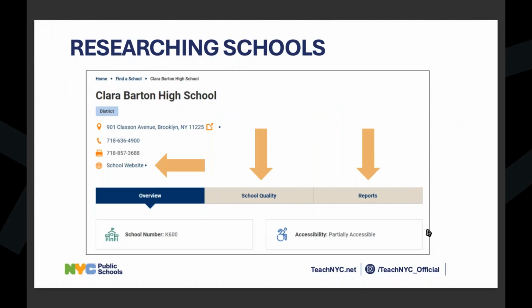If you click on an individual school's name, it will take you to a page that contains a wealth of information about that school. You can click on the school website to go directly to that school specific site. You can click on overview to see data about their grade levels, enrollment, district, and more. You can click on school quality for direct links to quality guides and reports about the school. And you can click on reports for additional information about programs, finances, and more.